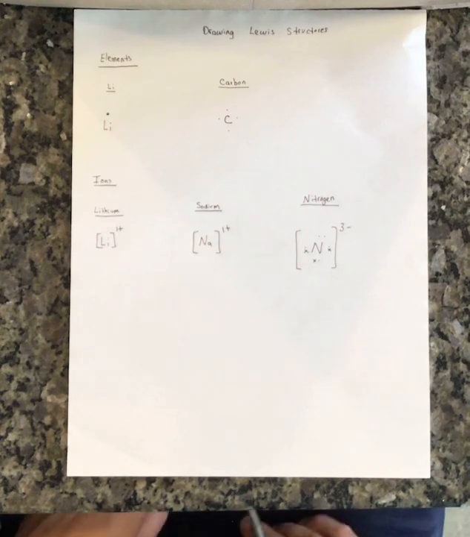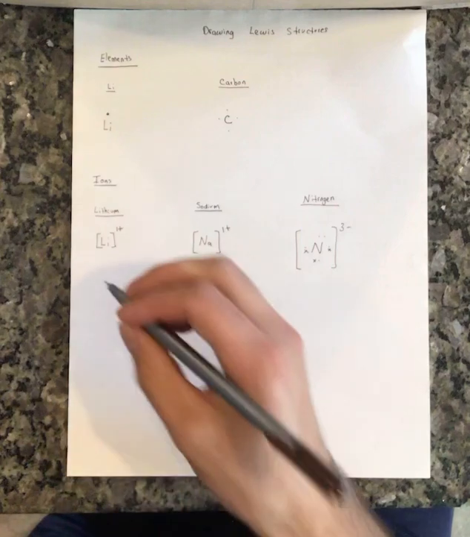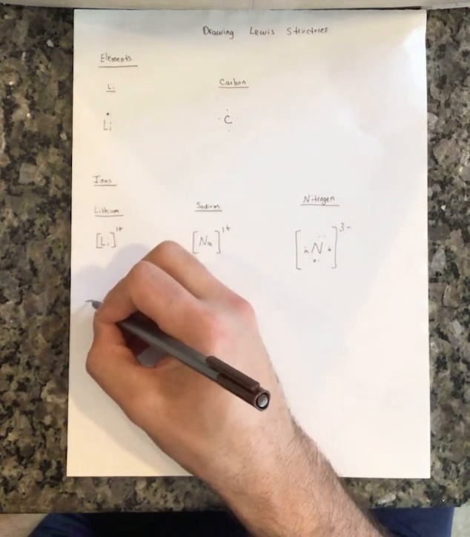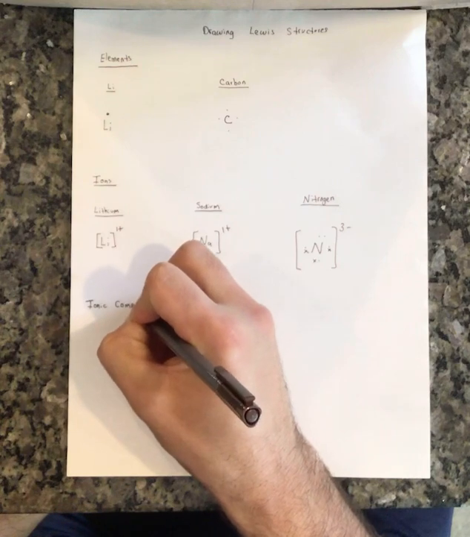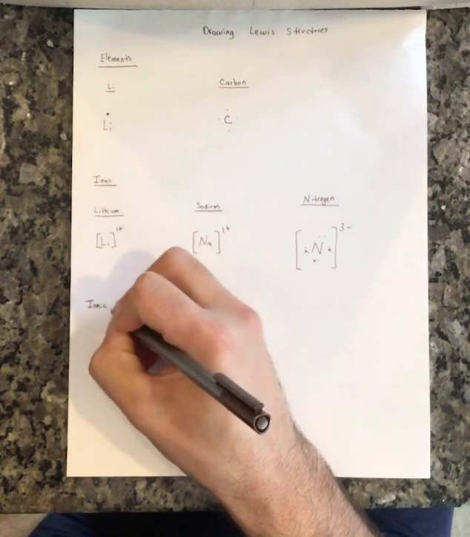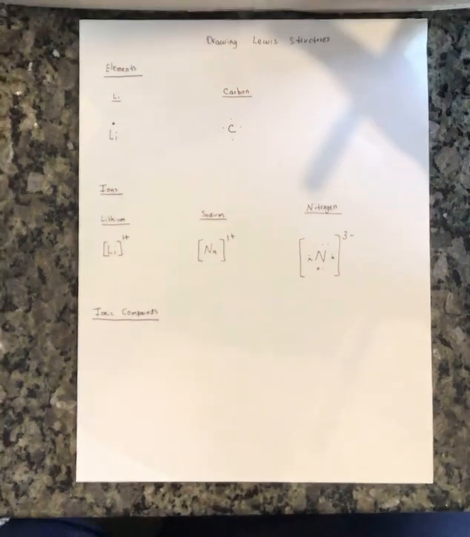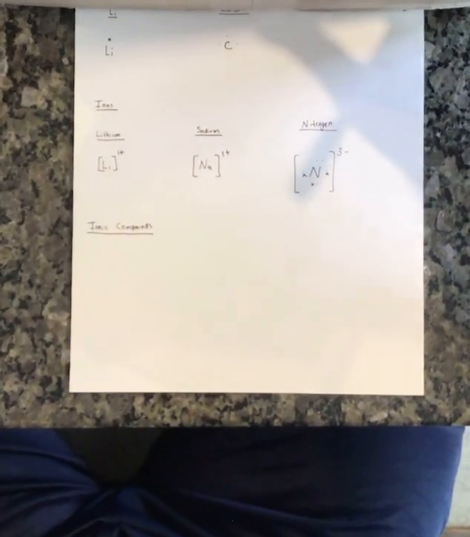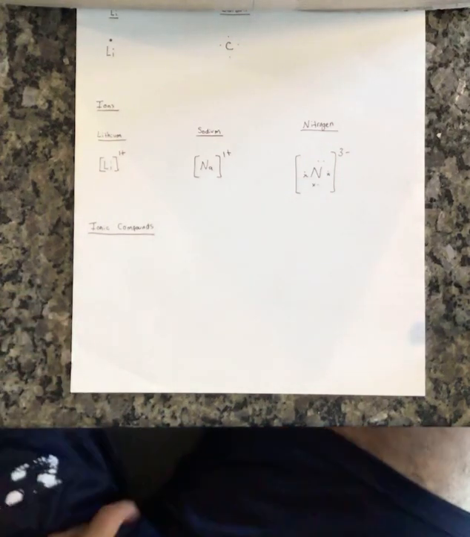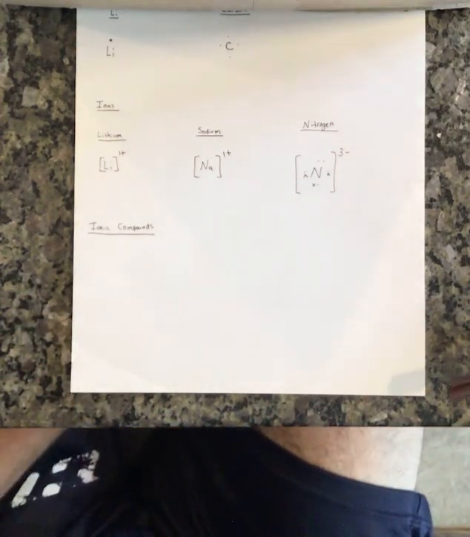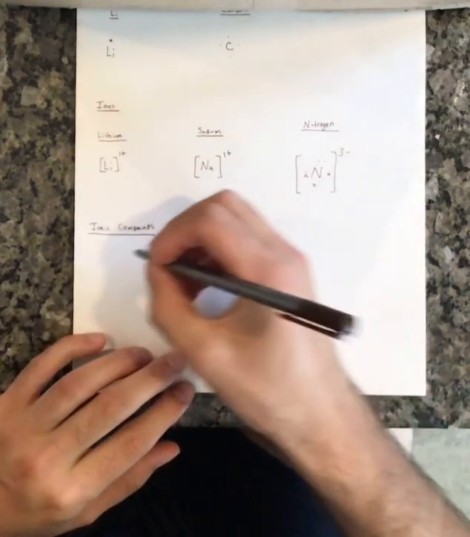All right. Next, let's try some ionic compounds. I'll move this up a bit. All right. So we're going to try 2 of them here. The first one, let's try magnesium chloride.